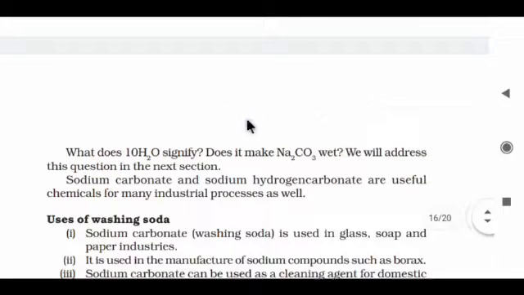Let's see. What does 10H2O signify? Does it make Na2CO3 wet? It means, suppose there is no presence of 10H2O, what will happen to the washing soda? We will address this question in the next session.